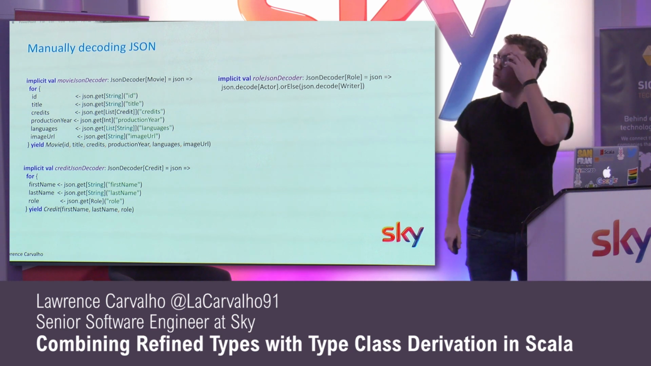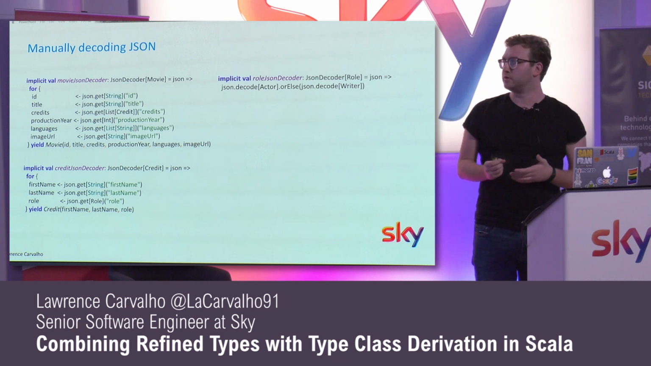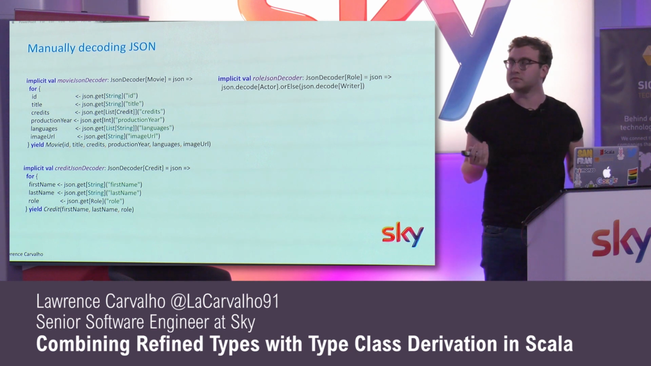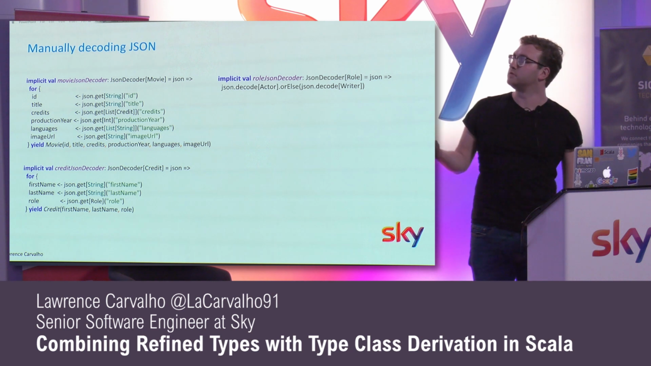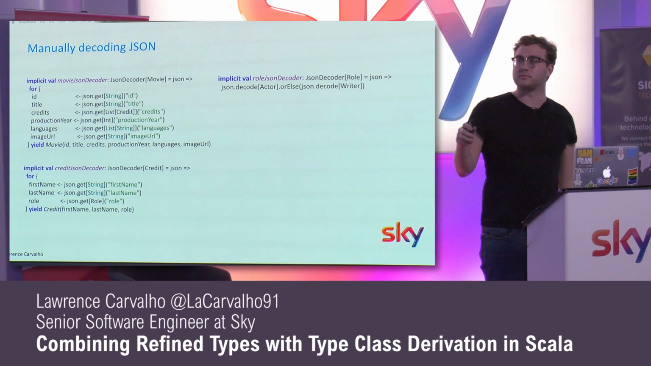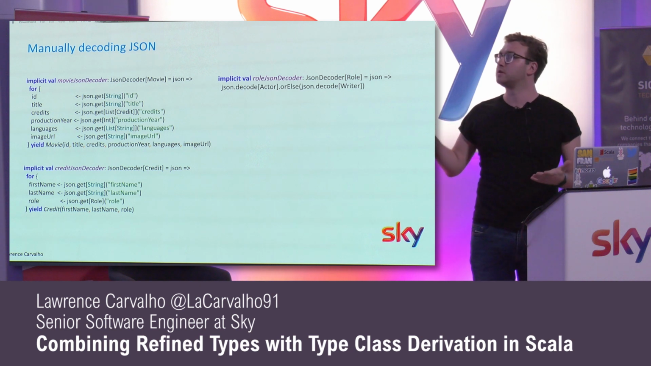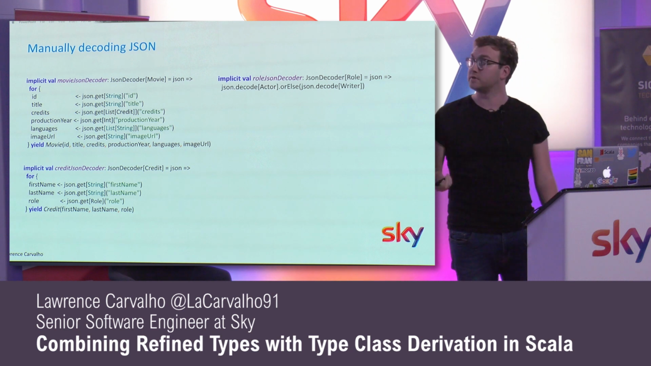This Role one at the end is a bit more interesting because the role is a co-product, so it can be one of a number of things. Here, I've just defined it as either an actor or a writer. As it's a co-product, it can only be one of these things. So I'm trying to decode an actor. If that fails, I'm going to try and decode it as a writer.